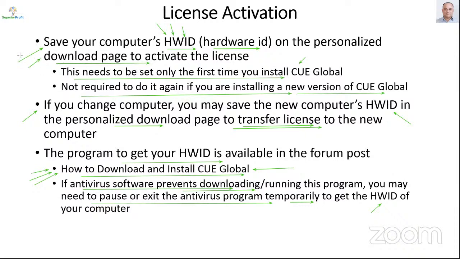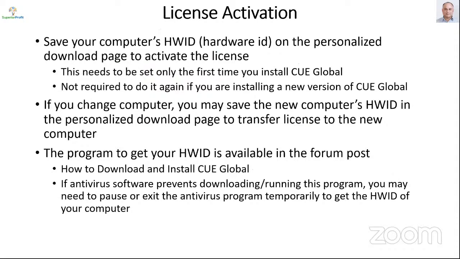So that's what I'm going to do now. First, I'm going to get the program. I get the program from my forum that can generate the hardware ID. And then I'm going to save it on the personalized download page. That will activate QGlobal on this computer. Let's do that.